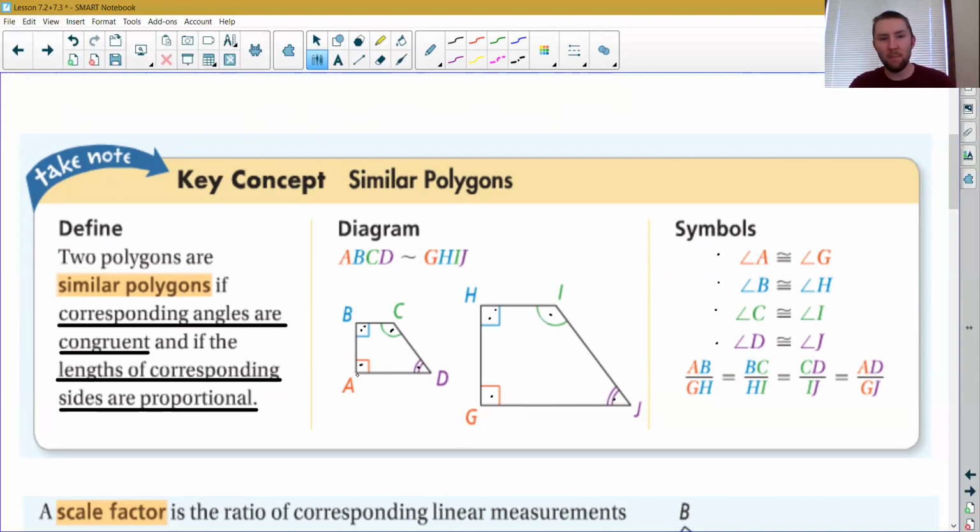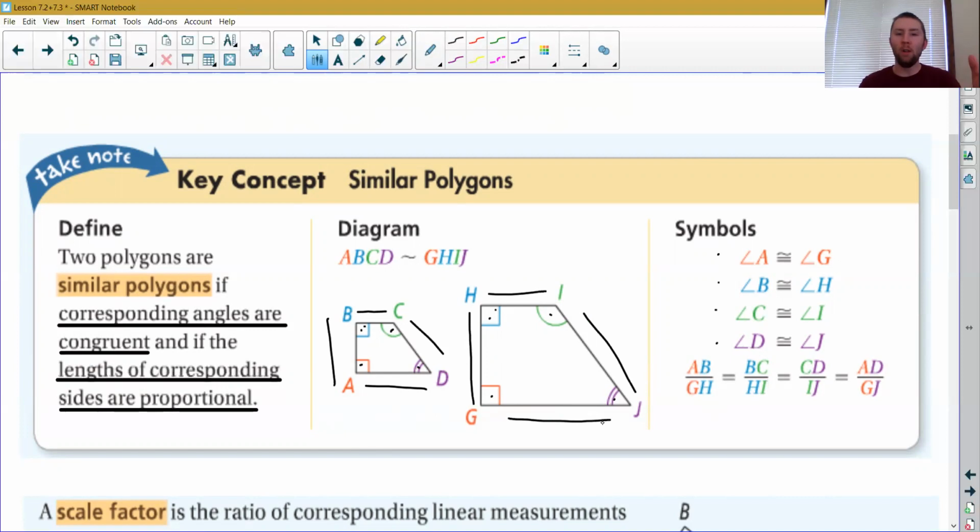So if I take the side between the two 90-degree angles in the smaller shape, A to B, and I make that into a ratio with that same side in the bigger shape, AB and GH, you'll see that AB and GH has to be the same ratio as going from B to C in the smaller shape and H to I in the bigger shape. Okay, so those two ratios have to be equal, and that also has to be equal to the ratio of CD to IJ and AD to GJ. Okay, so all of these side length ratios have to be equal.